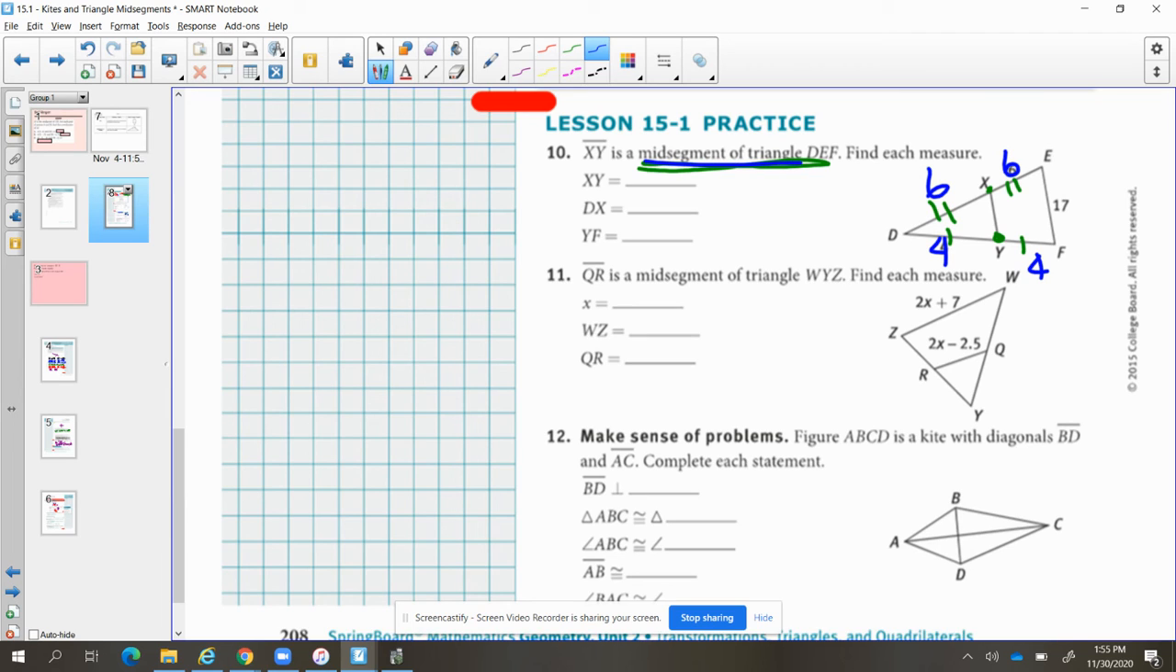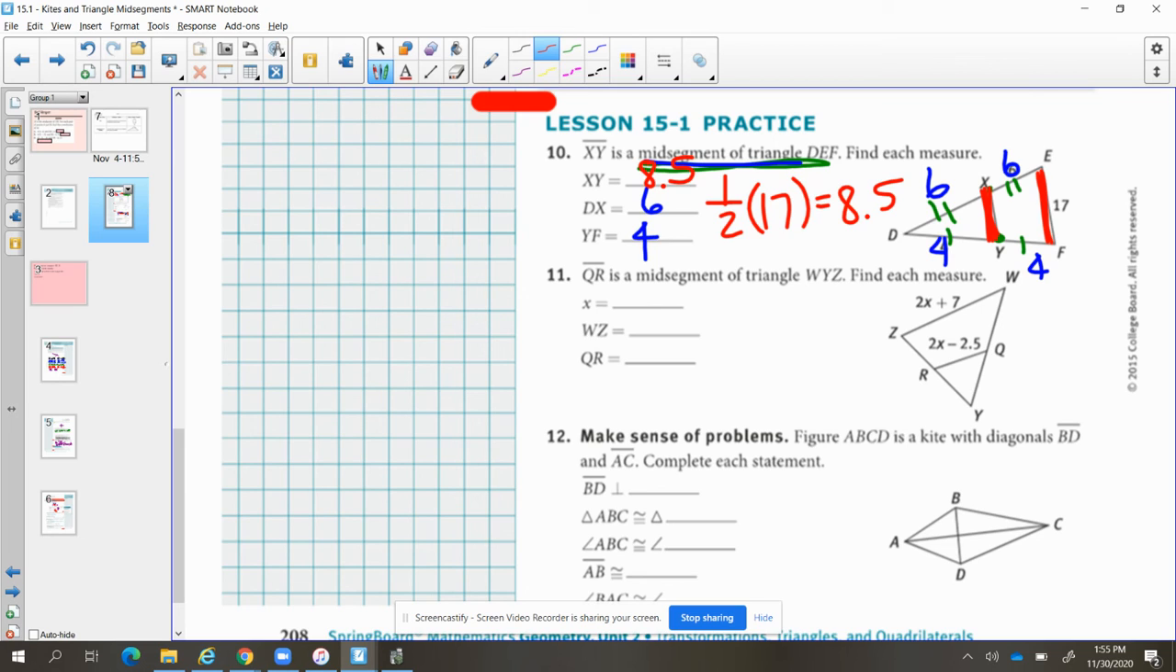Okay, so XY, we'll talk about in a second. So we said that DX is 6 and YF is 4. The midsegment itself then is parallel to the third side and half of that value. So half of 17 is 8.5. That's how long the midsegment XY would be.